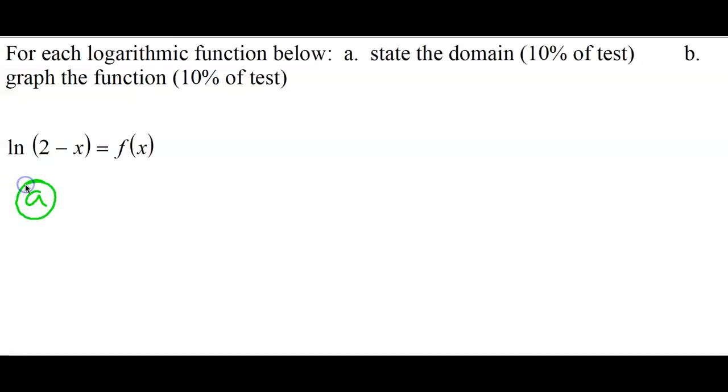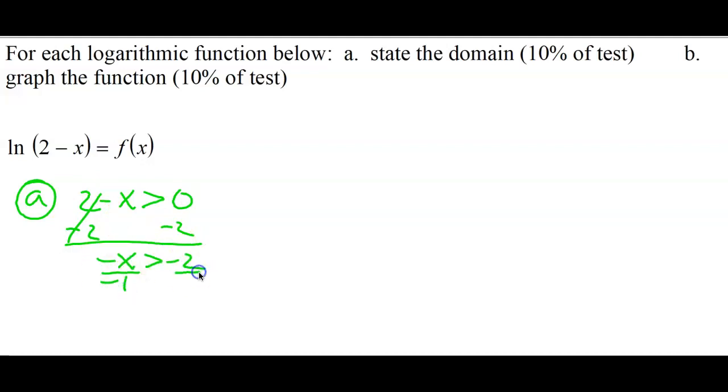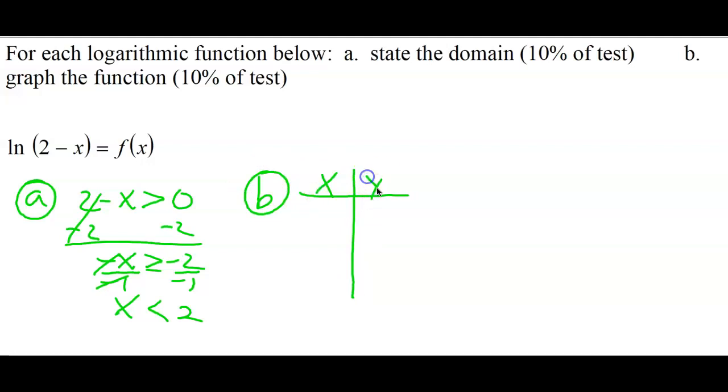So for A, domain: 2 minus x needs to be greater than 0. And I do need to divide by a negative 1 to get that x by itself completely. And 2 things happen. The negative 2 becomes positive, and the inequality is going to get reversed because I divided by a negative. So that means I need to pick values for x that are less than 2. So I'll pick 0 and then another number less than 2, maybe really far away from that, maybe negative 8.